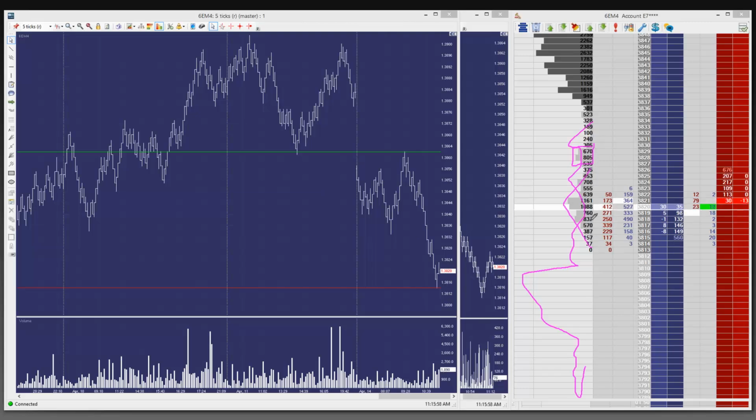16s. What have we got there? No, 18s. There's a little bit of a level at 18 if you want to buy it. So using the profile to always keep in mind what's happening there.